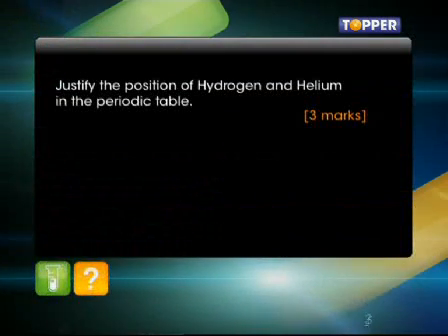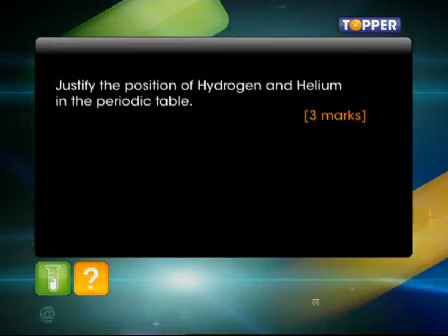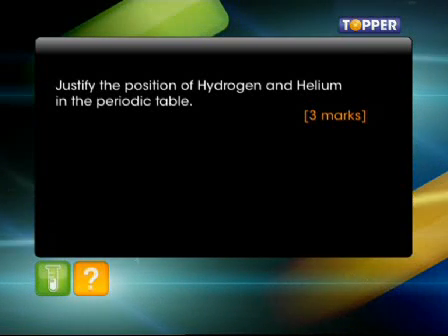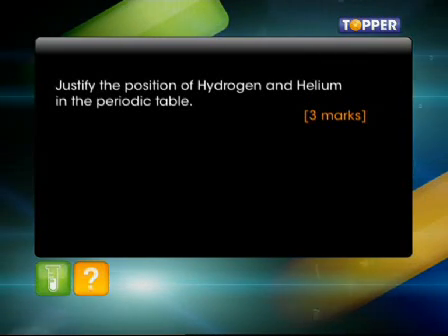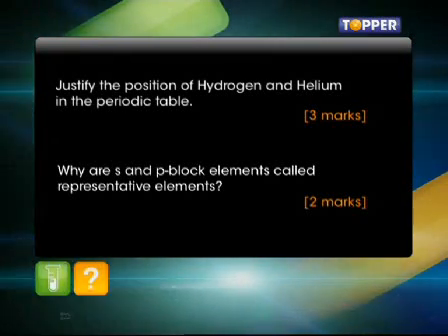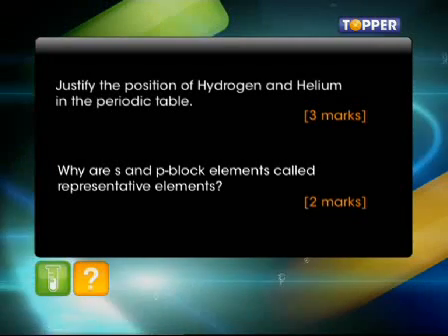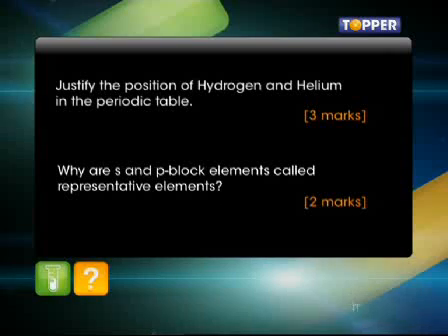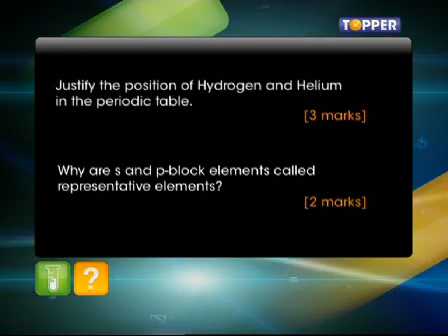Probable questions from this topic can be based on the characteristics of S, P, D, F block elements. A typical question for 3 marks and average difficulty is: justify the position of hydrogen and helium in the periodic table. Another knowledge ability question you could get is: why are S and P block called representative elements? This is a 2-mark question of high difficulty level. Let's try and answer this question and see how we can get full marks for this one.